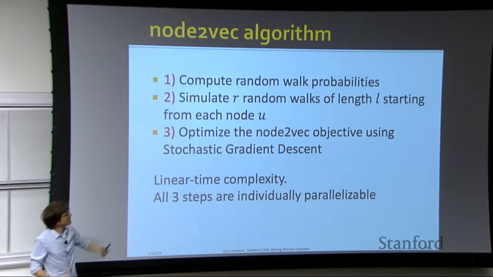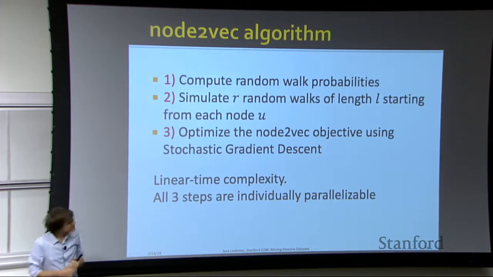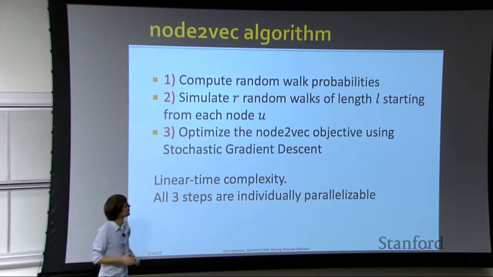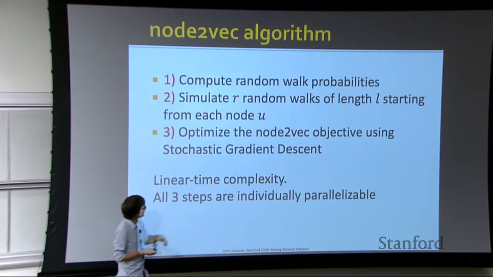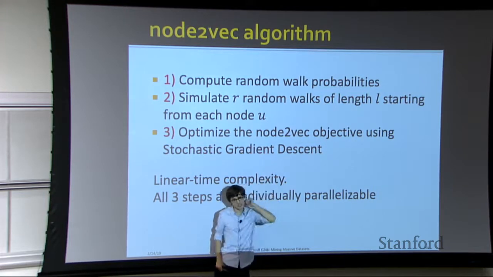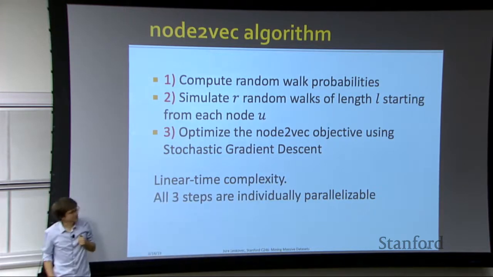So how does this work? Again, first we need to compute these random walk probabilities. Then we will simulate r random walks of length L starting from each node U. And then we will optimize our objective function from before using stochastic gradient descent to come up with the coordinates.